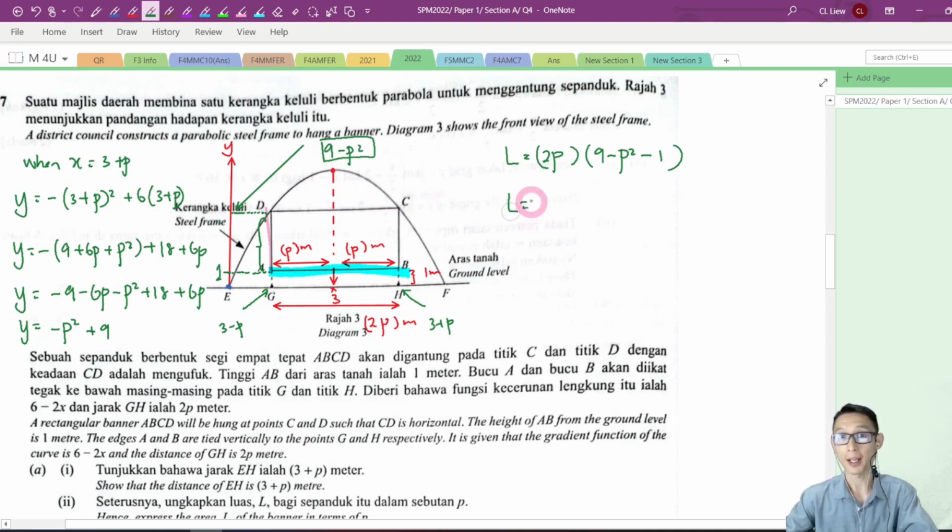Just do some expansion over here. Let me simplify the expression inside the parentheses first. 2p times (9 minus 1, which is 8, minus p squared). The unit here is square meter.